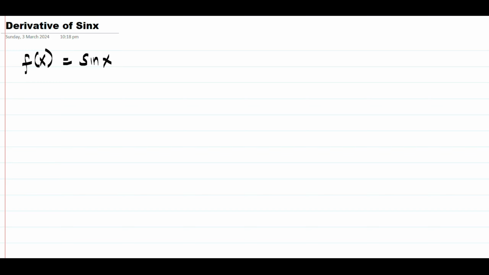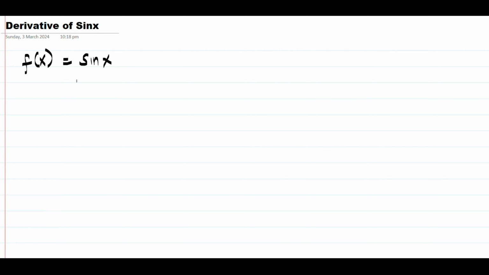We are going to talk about how to find the derivative of sine x using the delta process, and we are going to explain everything in detail. As you can see, we have f of x equals sine x. The derivative of sine x is cosine x, so we are going to prove that the derivative of sine x is cosine x using the delta process.